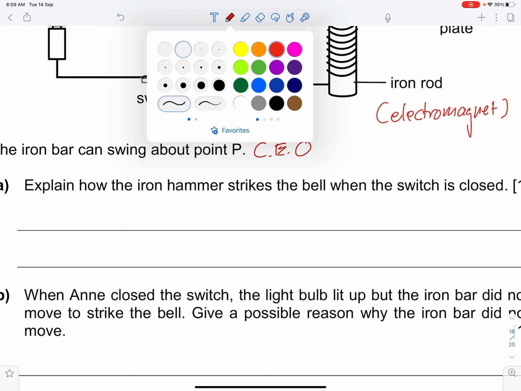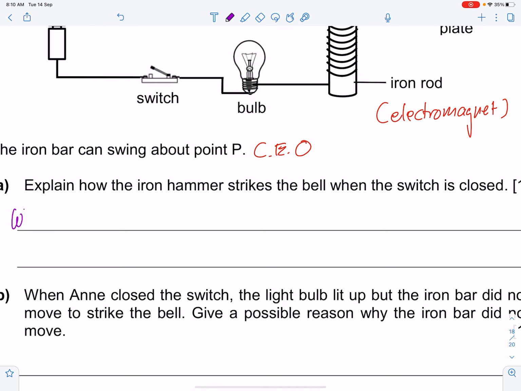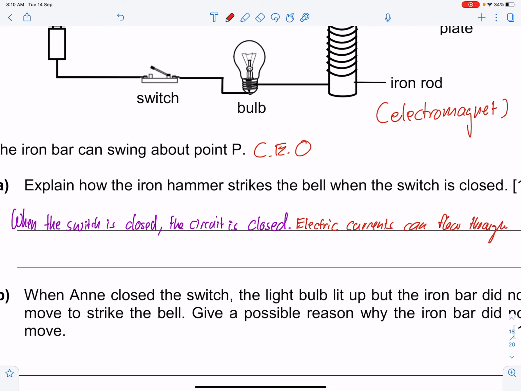So how does this work? I'm going to show you. So C. When the switch is closed, the circuit is closed or complete. This is your first C. Your E, electric current can flow through. Don't just say flow through. Flow through what? Flow through the circuit. After it flows through the circuit, this is your second E.